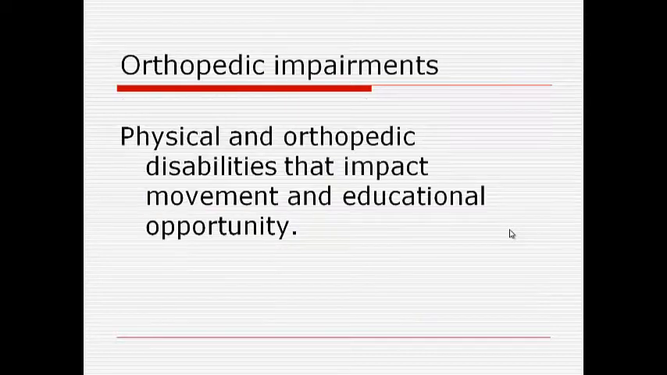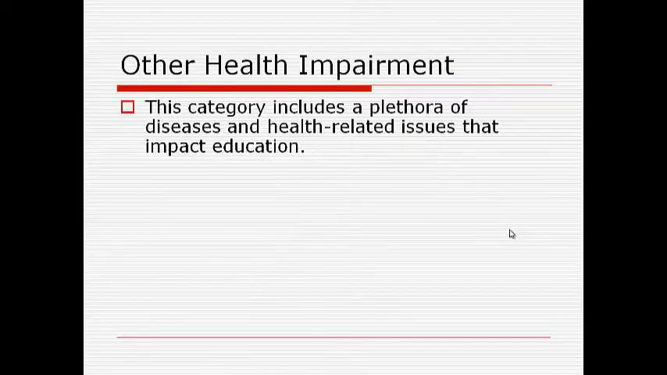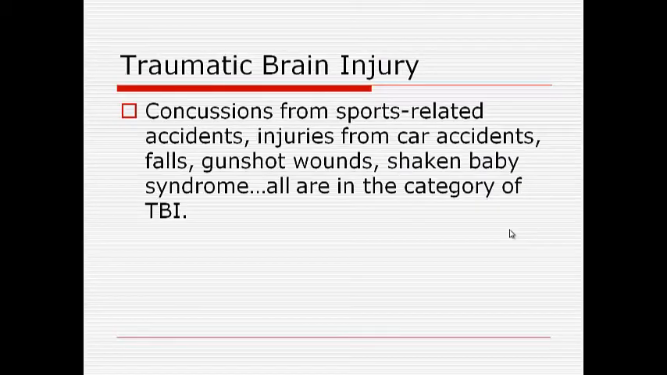The first one is orthopedic impairment, and that's any physical or orthopedic disability, whether upper or lower body, that impacts the movement and educational opportunity for students. The second one, other health impaired, talks about a wide variety of students with diseases and health-related issues, from asthma to childhood cancers.